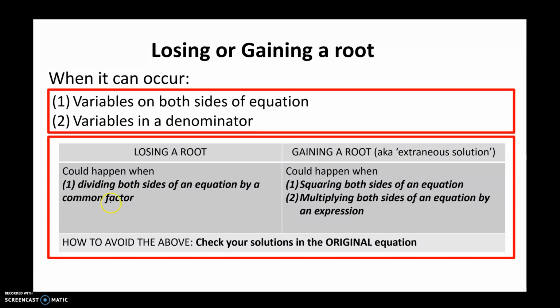Losing a root can happen when you divide both sides of an equation by a common factor. And you can gain a root, which is also known as an extraneous solution, which should not be new to you. You did plenty of this in Algebra 2. This could happen when you square both sides of an equation or you multiply both sides of an equation by an expression. What can you do so that you do not lose or gain a root? Make sure to check your solutions into the original equation.